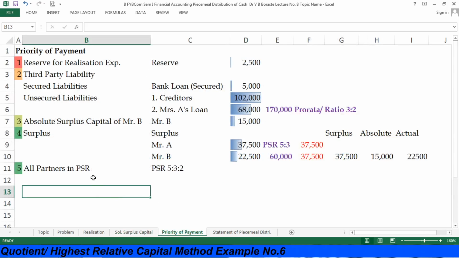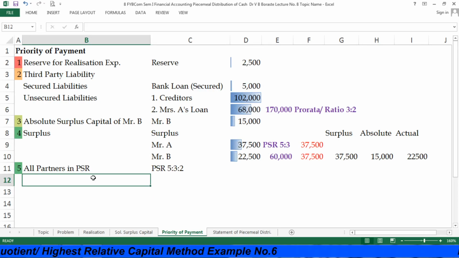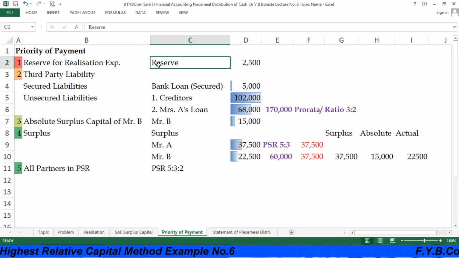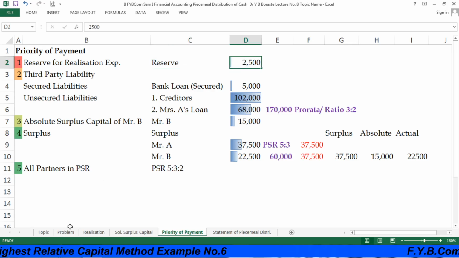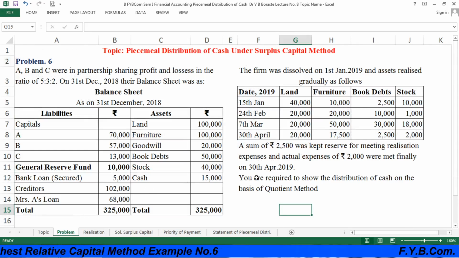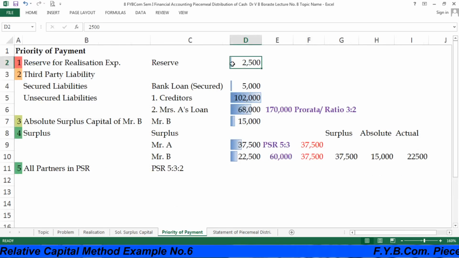What is priority of payment? Priority of payment is nothing but the payment of the person who is liable to receive earlier in the liability sheet. So here you can see the priority of payment. First one is general reserve for realization expenses. Here you can see one thing is mentioned, that a sum of rupees 2,500 was kept reserved for meeting realization expenses. That's why we are making provision of rupees 2,500 for realization expenses.